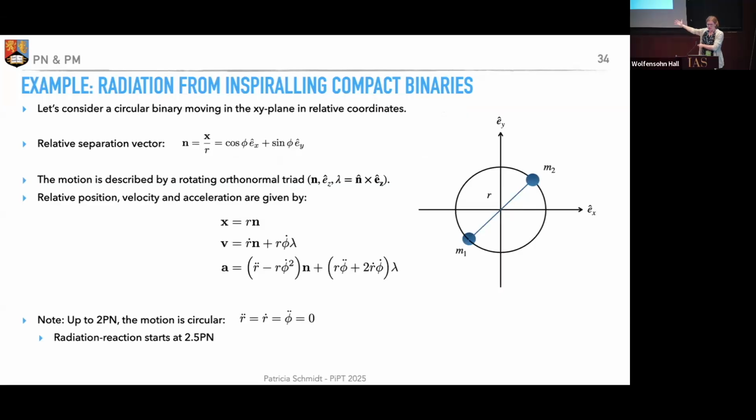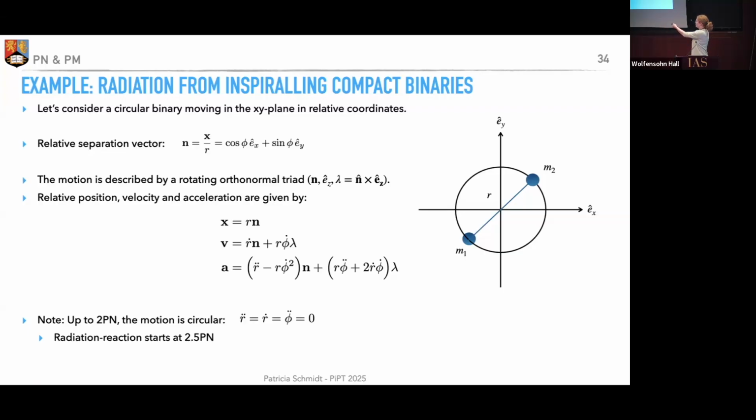In practice, of course, we introduce coordinates, as always. So let's consider for simplicity a circular binary moving in the XY plane here. Masses M1, M2, separation is now called R. Don't be confused, the separation should be a D to be consistent with previous notation. So we can write down the relative separation vector in the XY plane. You all know how this works. And then our motion, if we attach this triad to it, is simply described by the separation vector, the direction orthogonal to it, and the z direction. So it's literally moving attached to the binary in the plane.